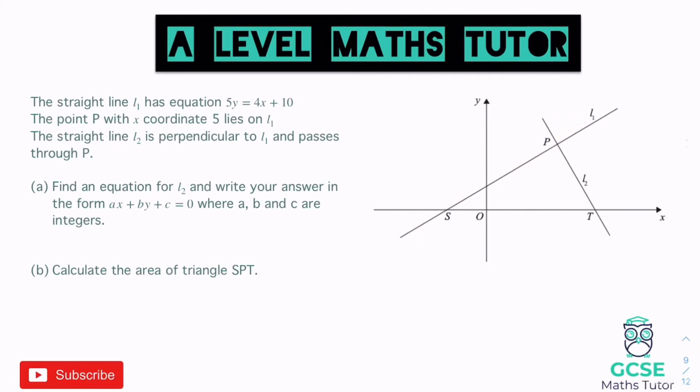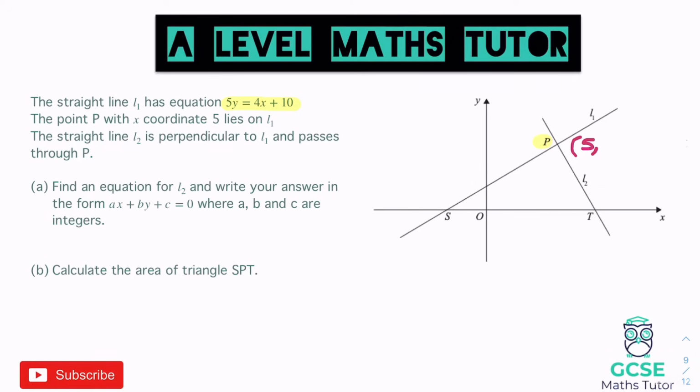So it says here, obviously we've got the equation of L1, which is our line here, and then it gives us that there 5y equals 4x plus 10, and it says the point P, which is given to us on the diagram here, has an x coordinate of 5. So there we go, we can write this in here. We've got 5 and something we don't know just yet, but I'm guessing we're going to figure that out, so let's leave that open, ready to figure out. And then we've got the straight line L2, which is perpendicular and passes through P. So it says find an equation for L2 and write your answer in the form ax plus by plus c equals 0, where a, b and c are integers.